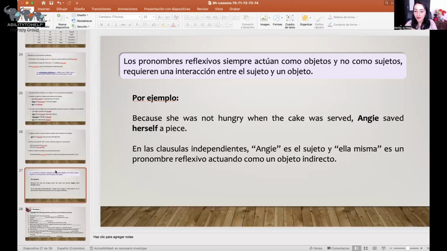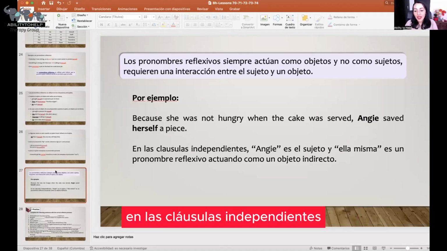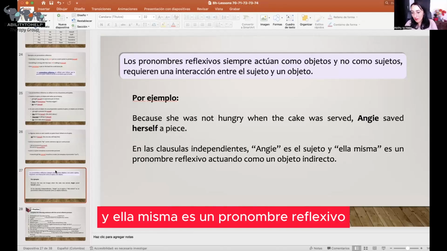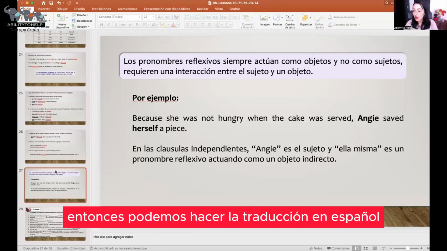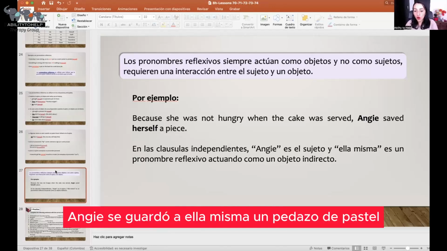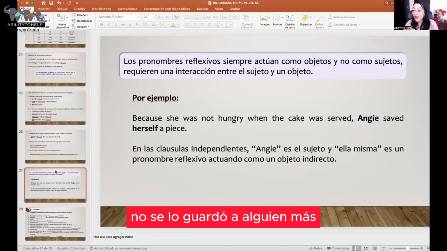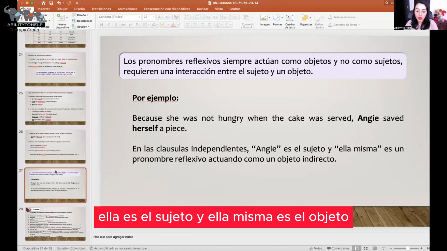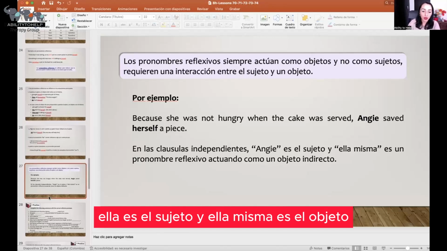of cake. En las cláusulas independientes, Angie es el sujeto y ella misma es un pronombre reflexivo. Entonces, podemos hacer la traducción en español para que entiendas. Angie se guardó a ella misma un pedazo de pastel, no se lo guardó a alguien más. Ella es el sujeto y ella misma es el objeto.